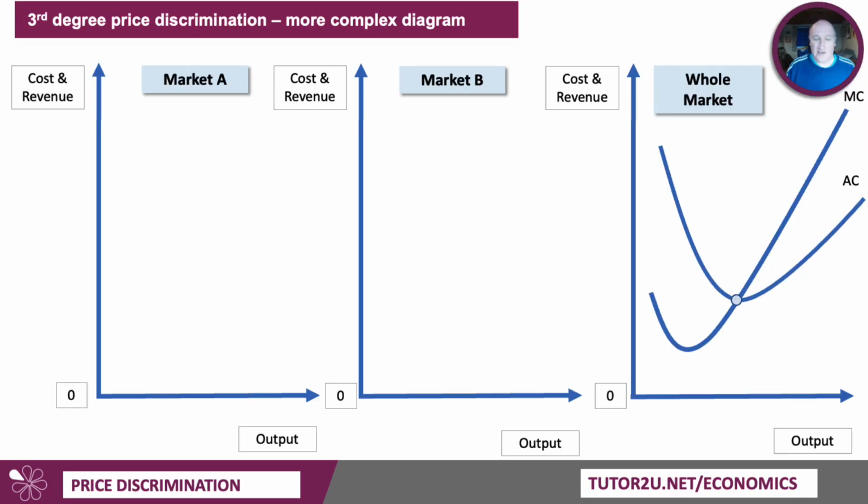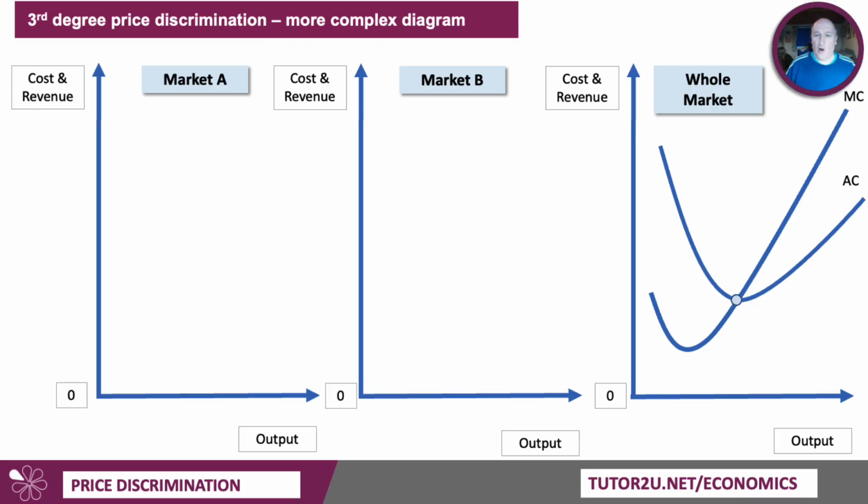Now here's the complex diagram. In theory, you can get away with just the first two bits of this, so you don't necessarily have to do the third bit. I'm going to walk you through the whole diagram. If it works for you, fantastic. If not, just go for market A, market B, and you'll be fine. So I've split the market up.